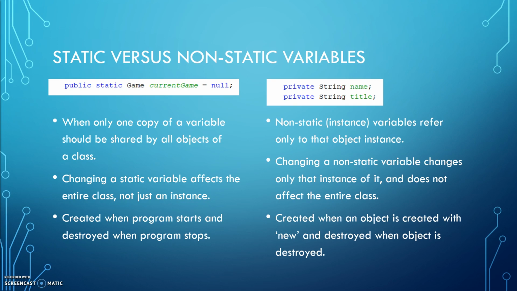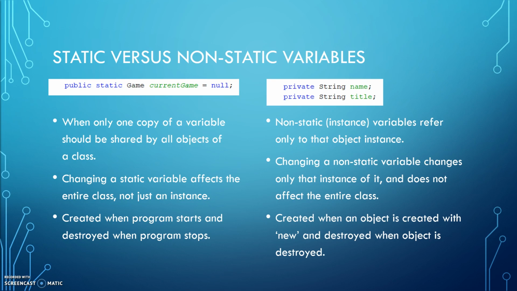For static versus non-static variables, you're going to use a static variable when you want only one copy of a variable that should be shared by all objects of a class. And changing a static variable affects the entire class, not just an instance of it. The static variable is created when the program starts and destroyed when the program stops, so it exists the entire time the program is running.